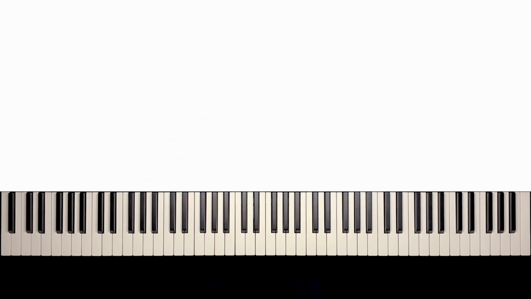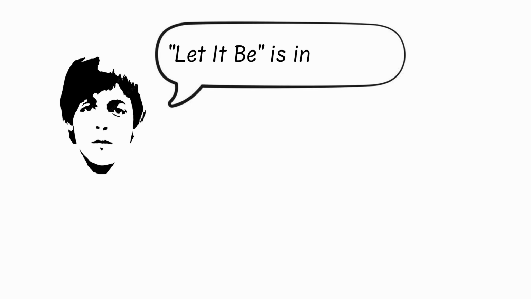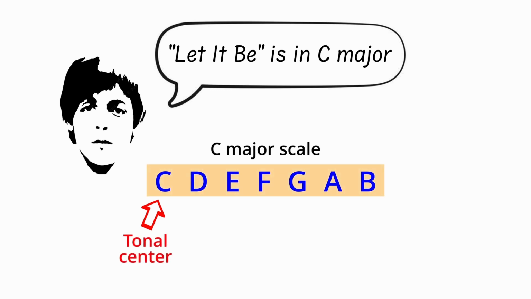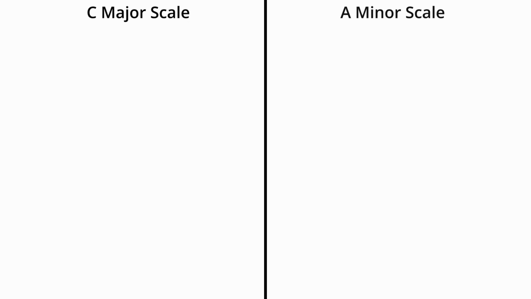So when you hear that a song is in a specific key, such as C major or A minor, it means that the first note of that scale is the tonal center, and the song mostly uses notes and chords from that specific scale. But how do we know which keys to use in which scale? We can take a look at the structure of major and minor scales.